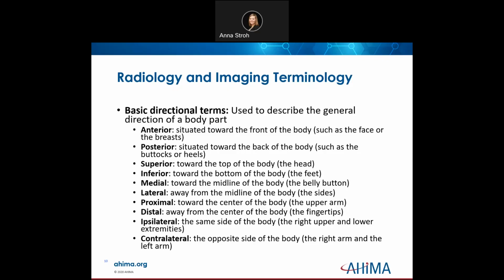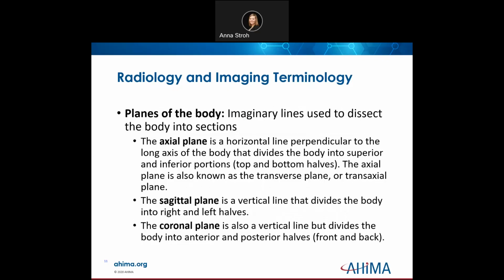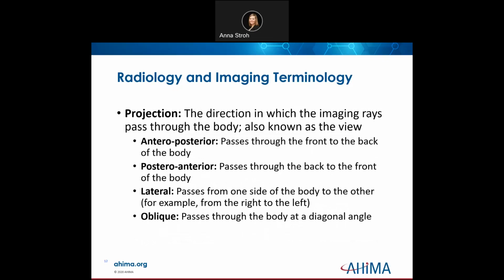These are basic directional terms, used to describe the general direction of a body part. So when they're doing X-rays, these are the different types of views or directional views that they would be taking scans of. You should remember this from anatomy and physiology, but if not, it's there for you. Like I said, I'm not going to read it all. Also, planes of the body. These are imaginary lines to dissect the body into sections. I'm also not going to read all of this, but you have an axial plane, a sagittal plane, and a coronal plane.